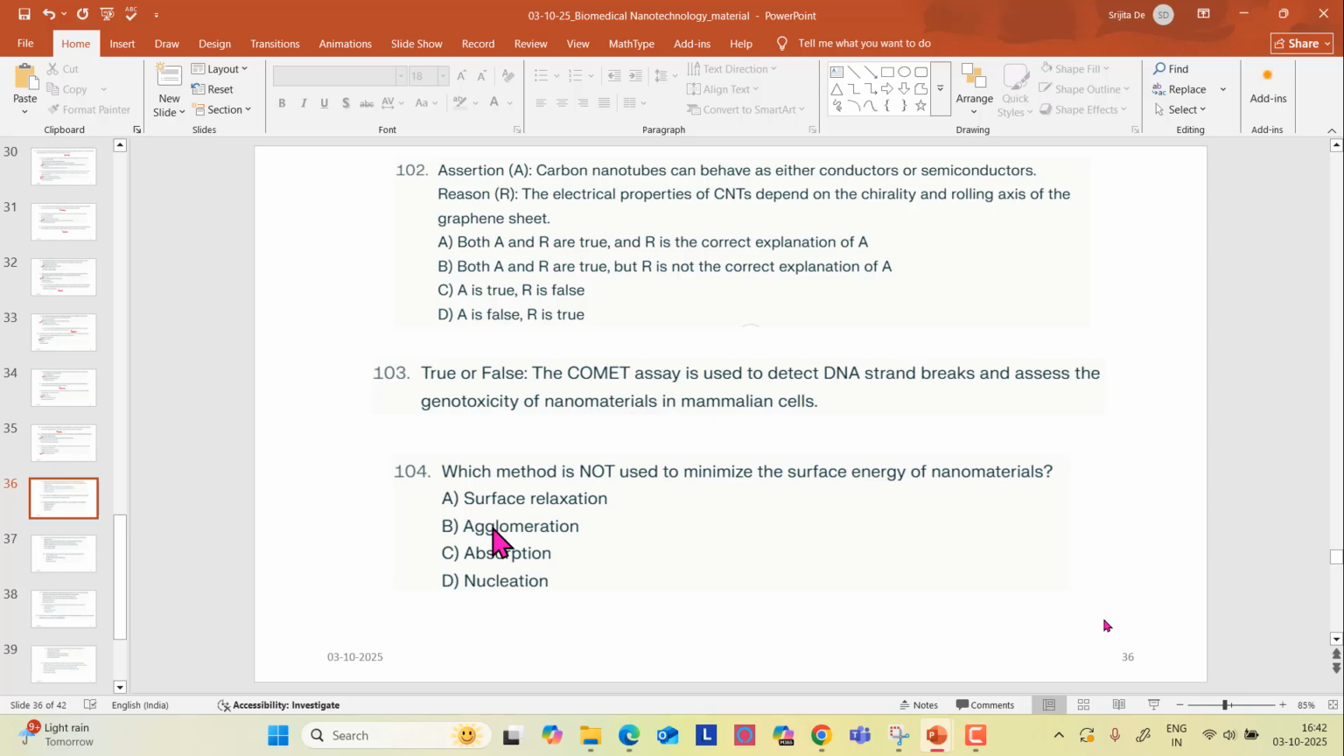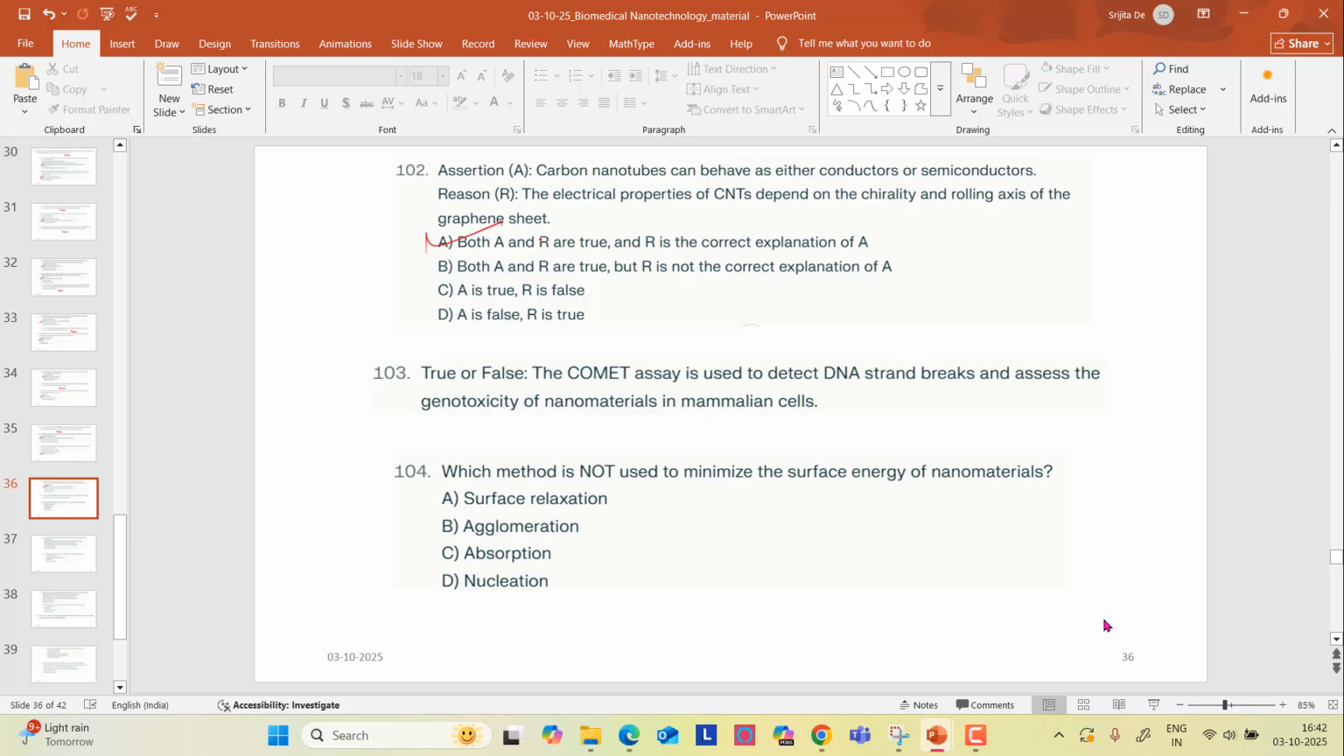The assertive statement is: carbon nanotubes can behave as either conductors or semiconductors. The reason: the electrical properties of CNTs depend on the chirality and rolling axis of the graphene sheet. Which statement is true? So Option A. Yes, both A and R are true, and R is the correct explanation.